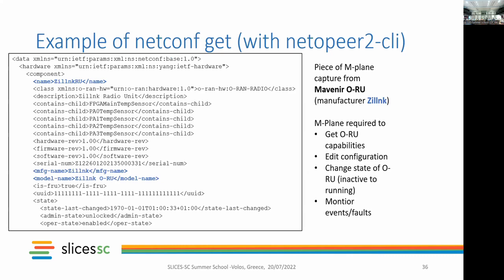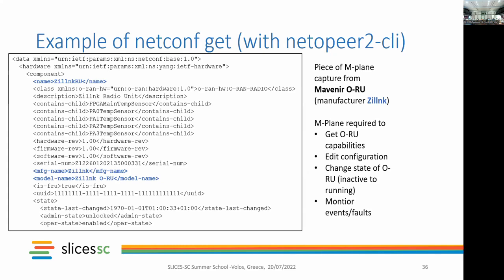This is an example of a NETCONF get. If anybody's used NETCONF, there's a tool in Linux called netopeer, which actually provides the libraries if you want to build a NETCONF client or server in your application. But they have a command line interface for a client. So with this, we were playing around with the Mavenir radio unit. The first thing that you do with NETCONF after connecting to the device is you do a so-called get. And that gives you the configuration of the device.